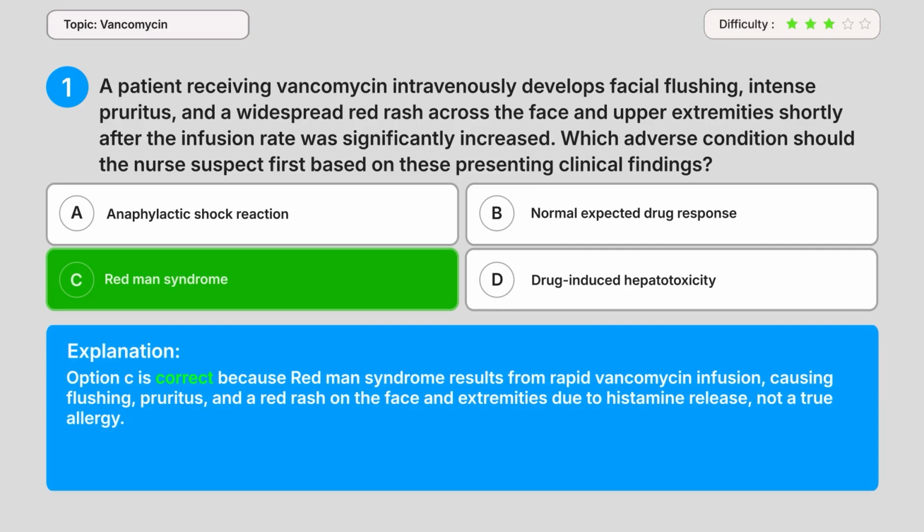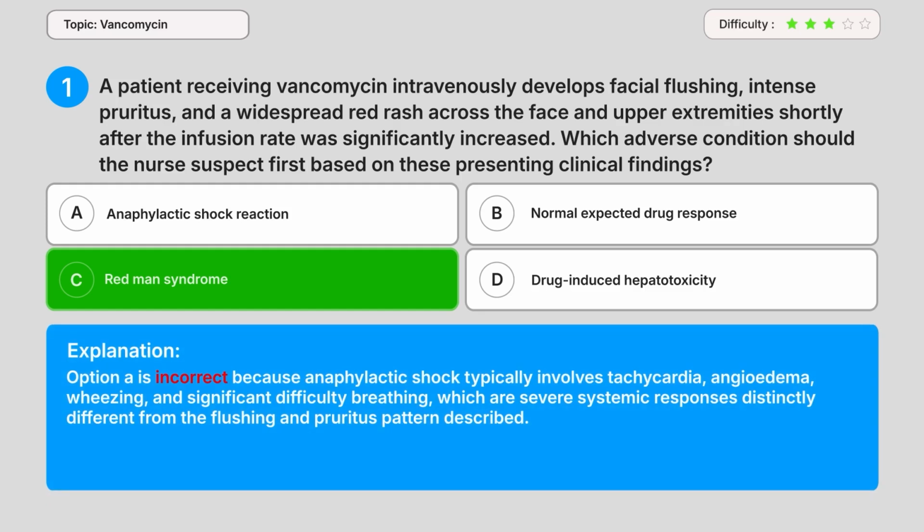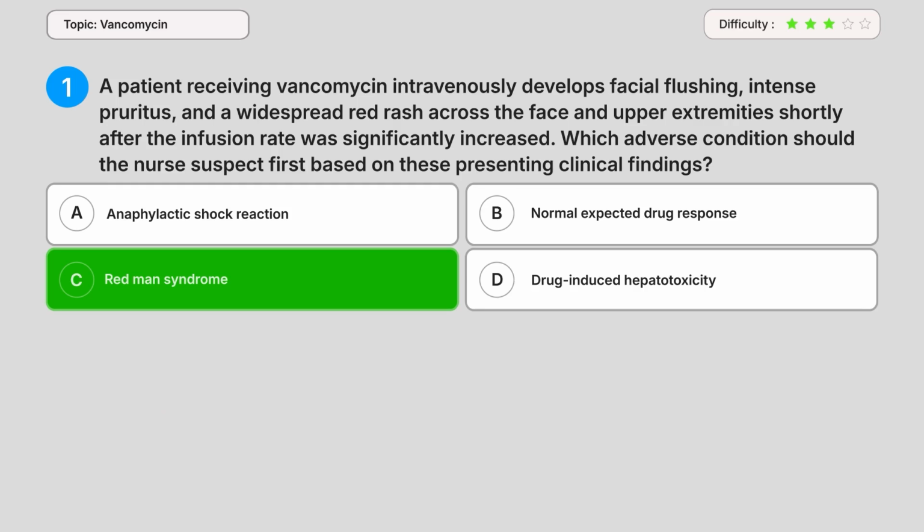Explanation: option C is correct because Redman syndrome results from rapid vancomycin infusion, causing flushing, pruritus, and a red rash on the face and extremities due to histamine release, not a true allergy. Option A is incorrect because anaphylactic shock typically involves tachycardia, angioedema, wheezing, and significant difficulty breathing, which are severe systemic responses distinctly different from the flushing and pruritus pattern described.